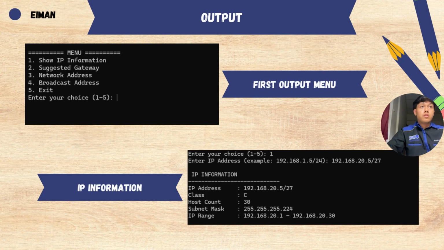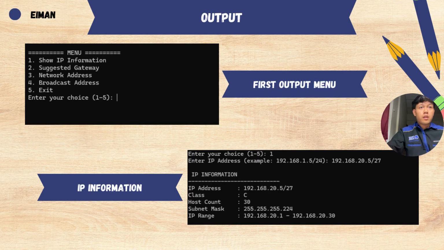Okay, for now I will show you the output of the program. First, when the user runs the program, they will see this main menu displayed on the screen. It gives 5 choices: show IP information, suggested gateway, network address, broadcast address, and exit. The user is asked to enter the choice by typing between 1 to 5. In this example, the user chooses option 1, which is display IP information.